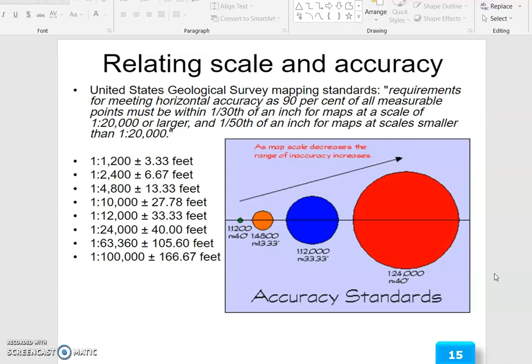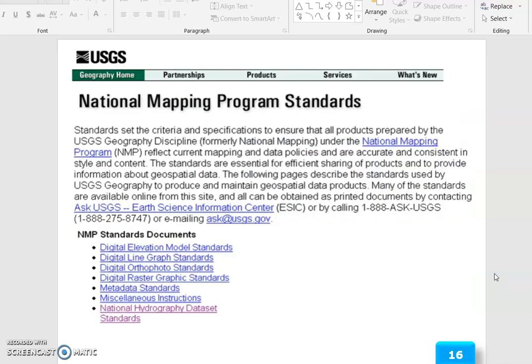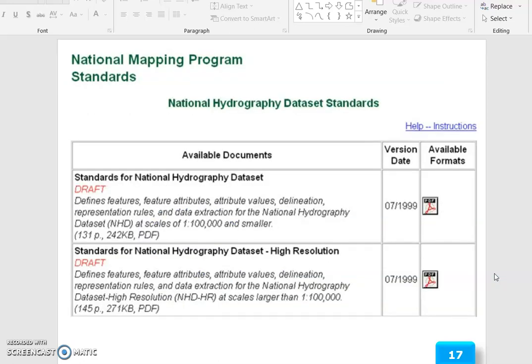So these are feet based. How the feet are increased: the accuracy standard will change depending upon the scale. So the National Mapping Program standards, the USGS NMP standard documents, include the digital elevation model standard, digital line graph standard, digital orthophoto standard, digital raster graphic standard, metadata standard, miscellaneous instructions, and national hydrographic dataset standards. So the National Mapping Program standard documents are available in versions and data formats. These are the draft standard for the national hydrographic dataset, and the standard for the national hydrographic dataset resolutions.